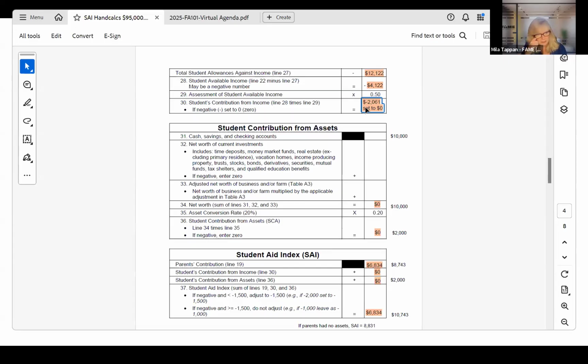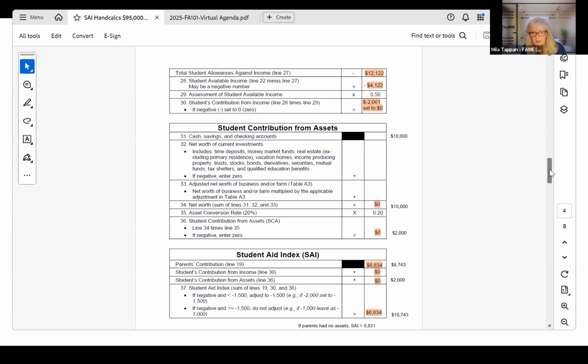So one of the takeaways about this formula is that income on the parent side is a significant driver of the SAI. Assets, not so much. We'll talk about that in a moment. Income is really not a driver, especially for dependent students on the student side, but assets do have more of an impact.